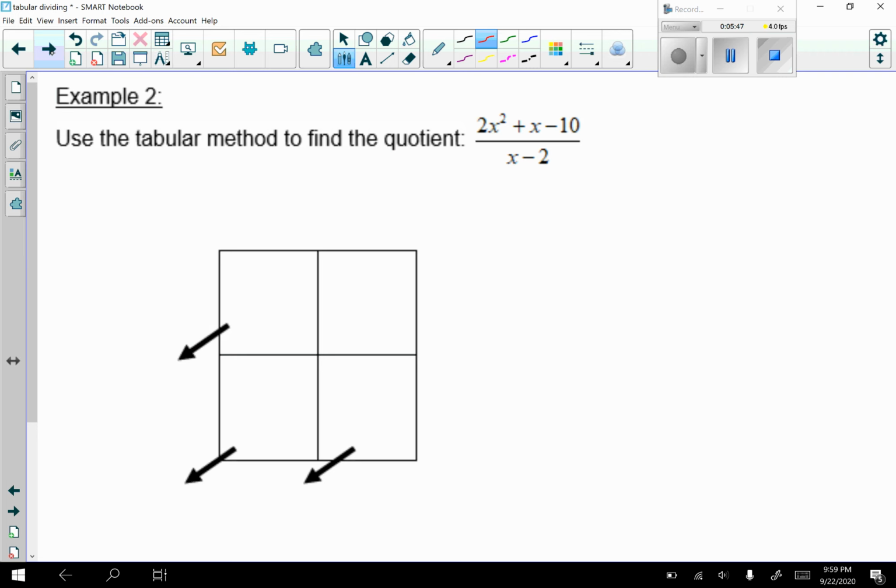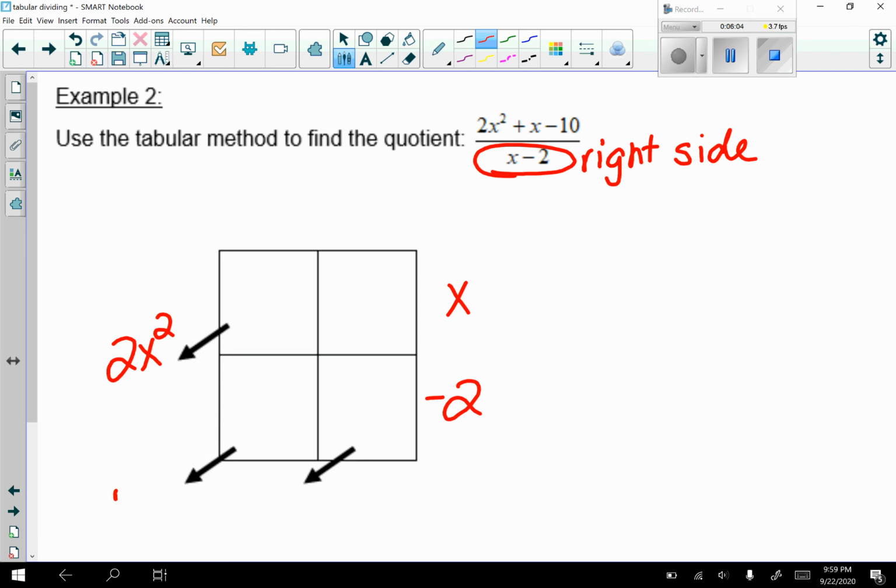So let's take a look at example 2. Remember, this is my divisor. It goes on the right side, x minus 2. My top is my dividend, and that's going to go on my diagonals. So I have 2x squared for my first diagonal, a positive 1x for my second one, and a negative 10. We're always going to start in the top left box because this has to match. So what times x gave me 2x squared? Hopefully you should realize it's a 2x.